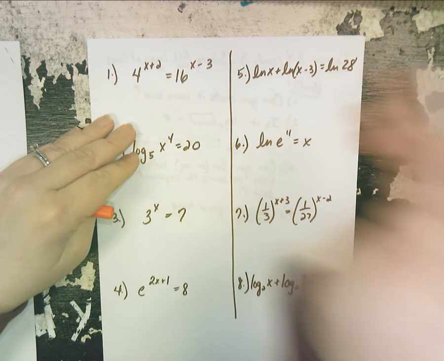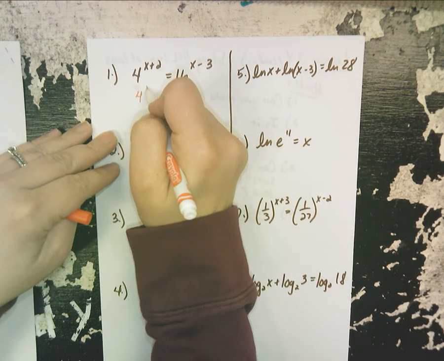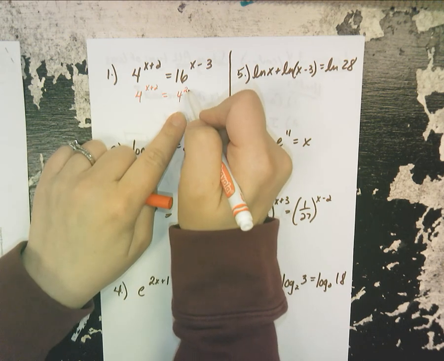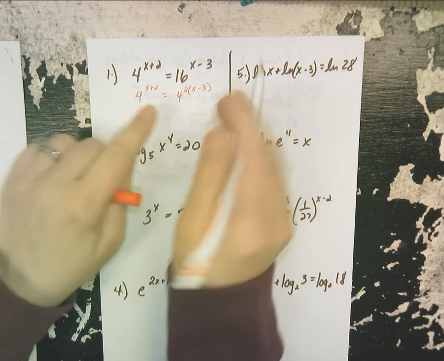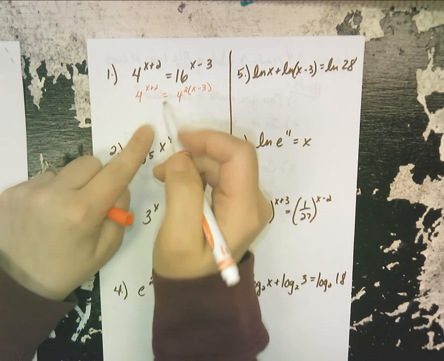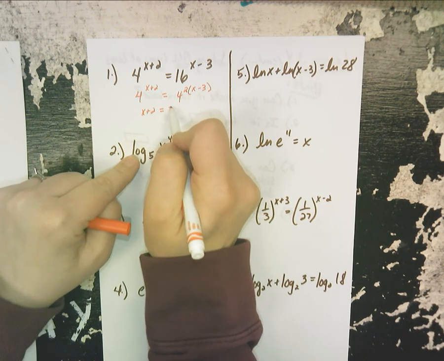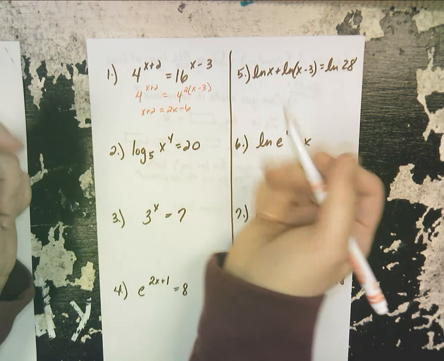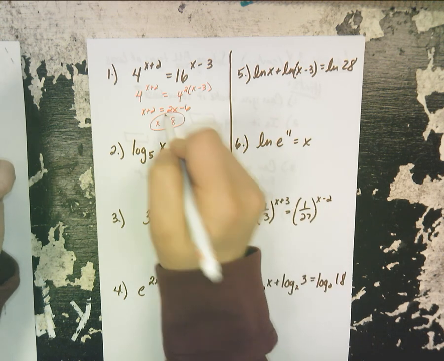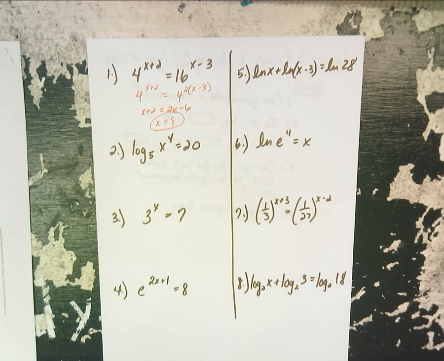So this would be 4 to the x plus 2, and 16 is 4 squared. So then once there's the same base, you can just ignore them and set those two equal to each other. So x plus 2 equals 2x minus 6, and then that's easy to solve. What is it, 8? Yeah. That's a great one. Good job.